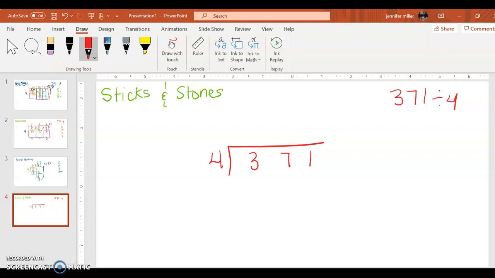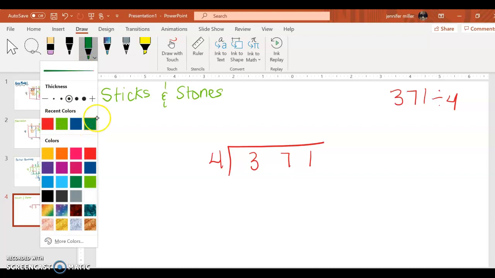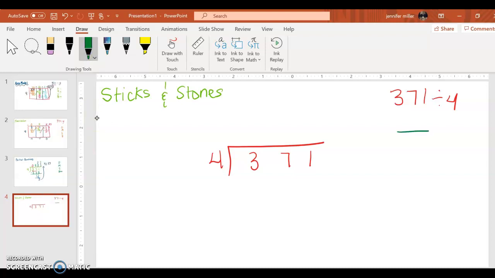This time, though, we're going to use sticks and we're going to use stones. So sticks are just what they look like. It's a stick, and every stick on this one is equal to our divisor. So sticks are always going to be equal to 4. And then stones are just leftovers, or you can think of them as remainders. So the first thing I'm going to do is what I've been doing. I'm going to ask myself, can I get a group of 4 to fit into 3? How many times does 4 fit into 3? And since it doesn't, then I just go over 1, and I'm now looking at 37, and I say, can 4 go into 37? And it can.